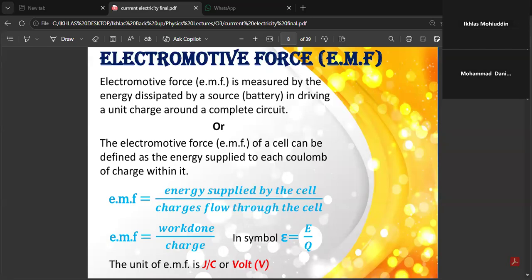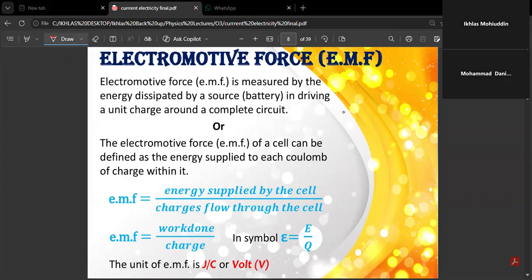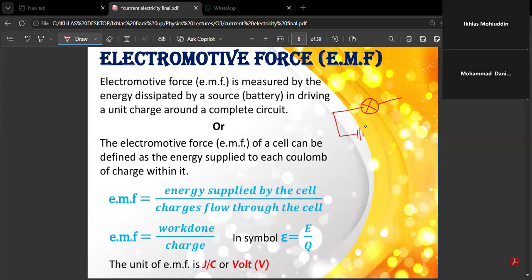Our today's topic is all about a very important terminology of our syllabus, electromotive force. In short form, we say EMF, right? So, considering this term, we will be discussing an example first. For example, we have a circuit like this, in which we have a lamp as a load and a battery, right?